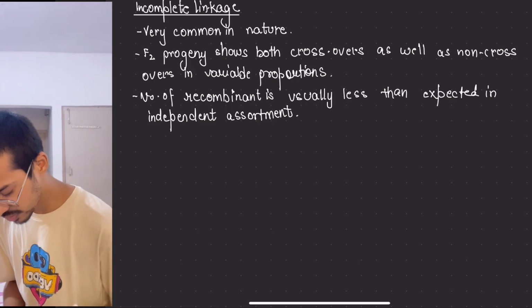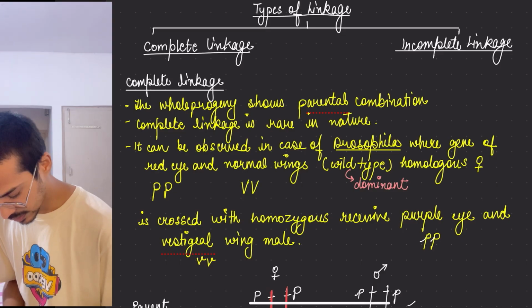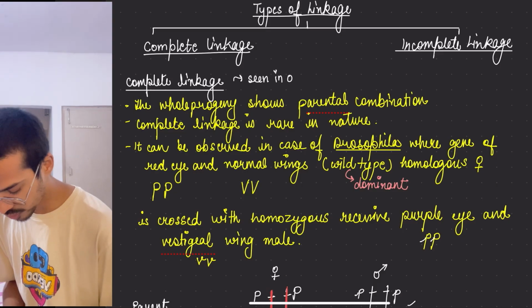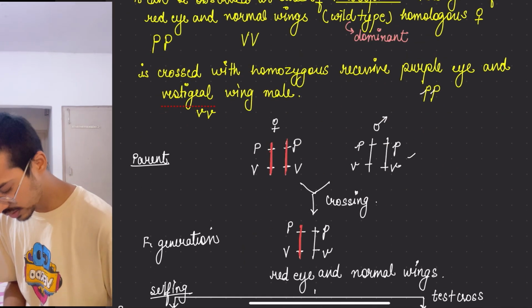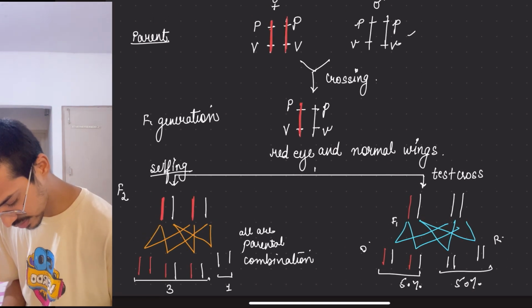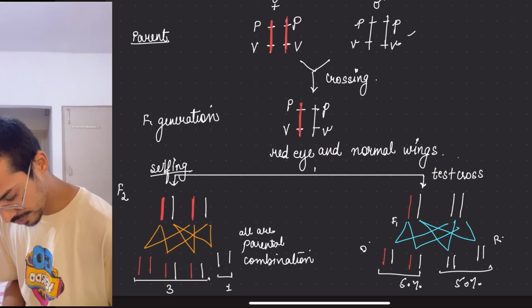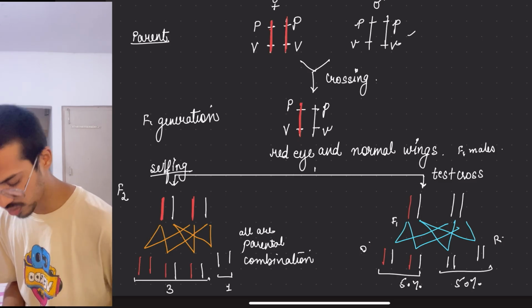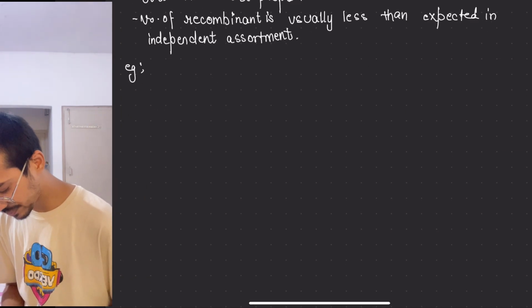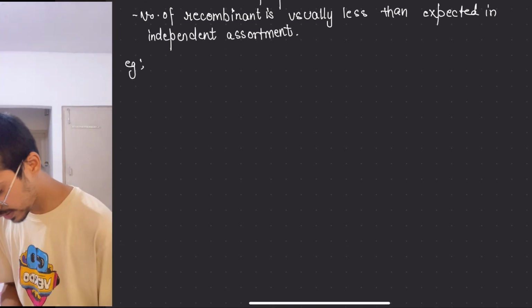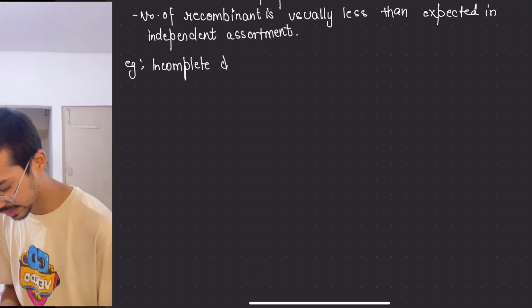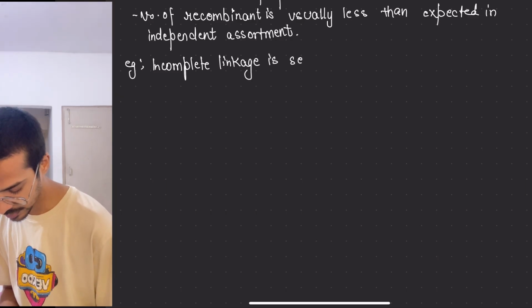So the example is this one. The earlier example was seen in male Drosophila, when the F1 males are test crossed. In this case, incomplete linkage is seen in the female Drosophila.